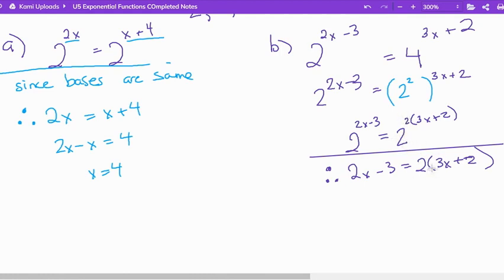Yeah. It's here. That's where it is. I'm just writing the exponents. Do you see that? Yeah. Okay, good question.